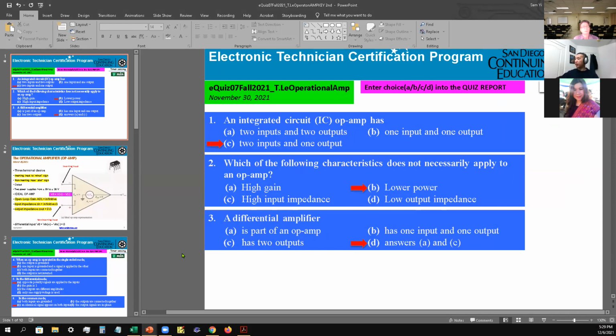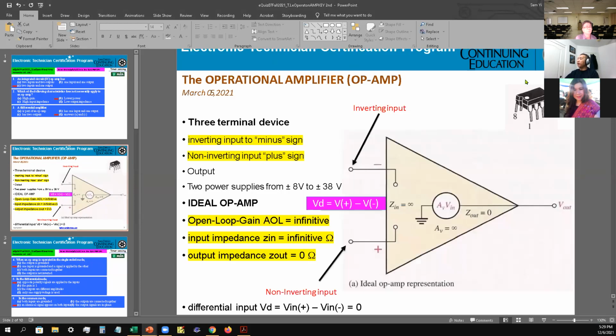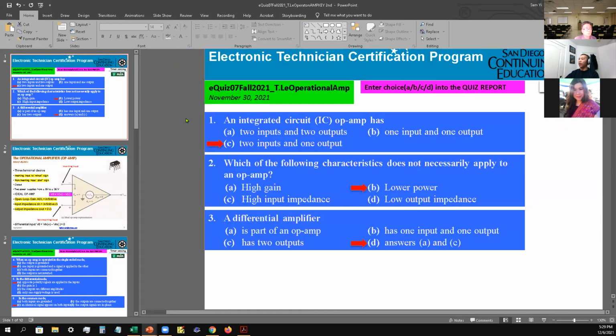So number 1, just a basic integrated circuit for an op amp. The answer would be C, for 2 inputs and 1 output. That is your basic op amp, or the IC. So this is right here, the op amp. You have the inverting input and the non-inverting input, and you get only 1 output right here. So therefore the answer is C, as in cat, for number 1.